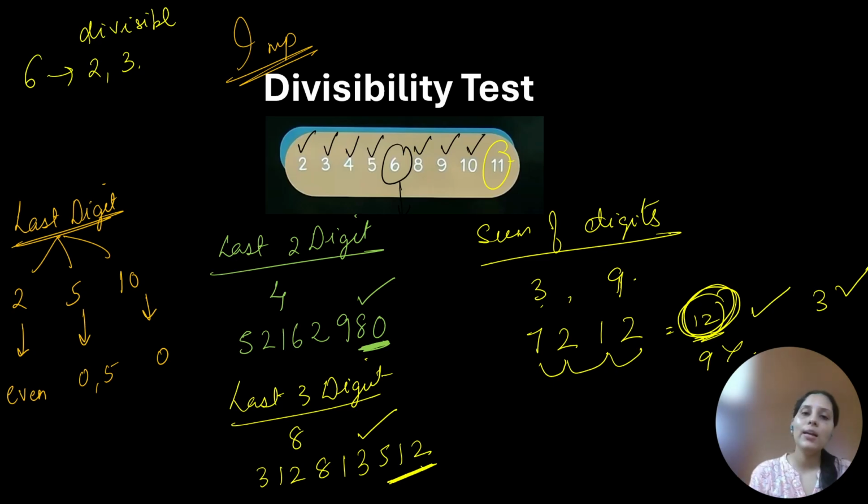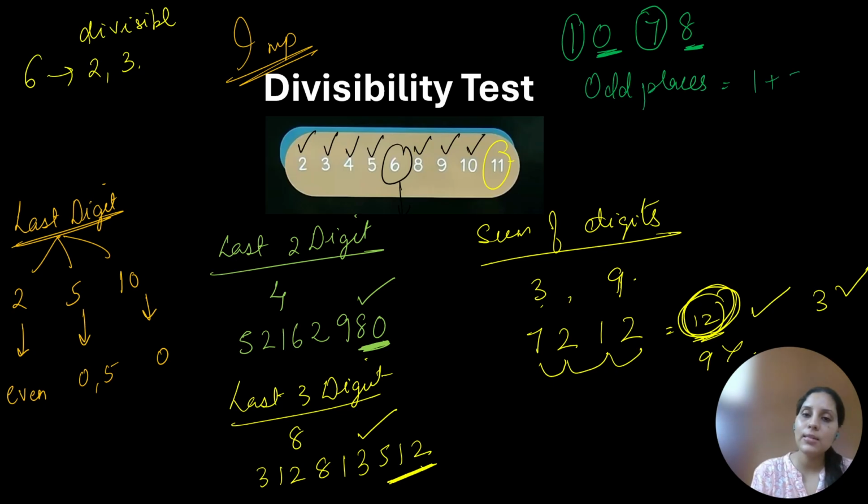All right, let us take a number 1078. In the divisibility rule of 11, I need to segregate these: these are my odd places and these are my even places. Even places are underlined, odd places are circled. So I'm talking about even places, not even numbers. Odd places sum: 1 plus 7, 8. Even places sum: 0 plus 8, 8.